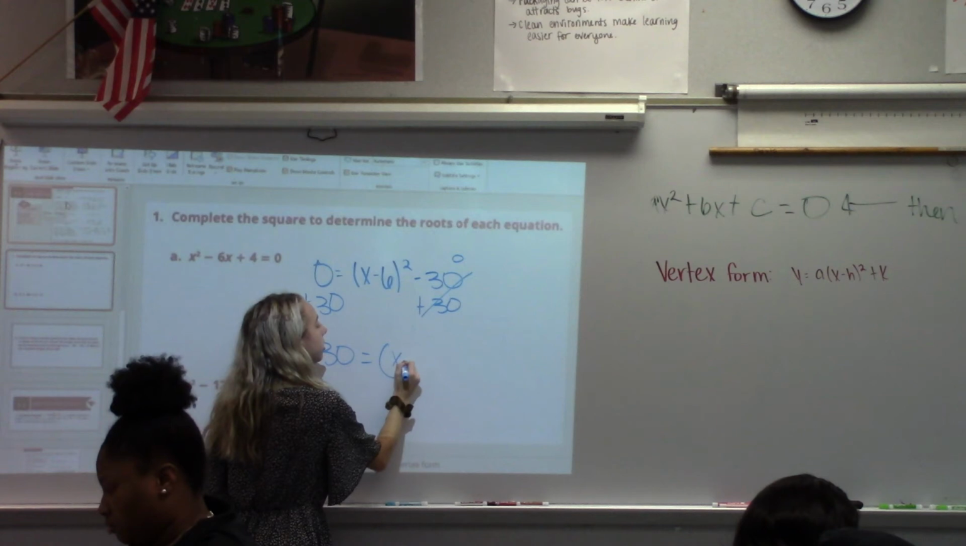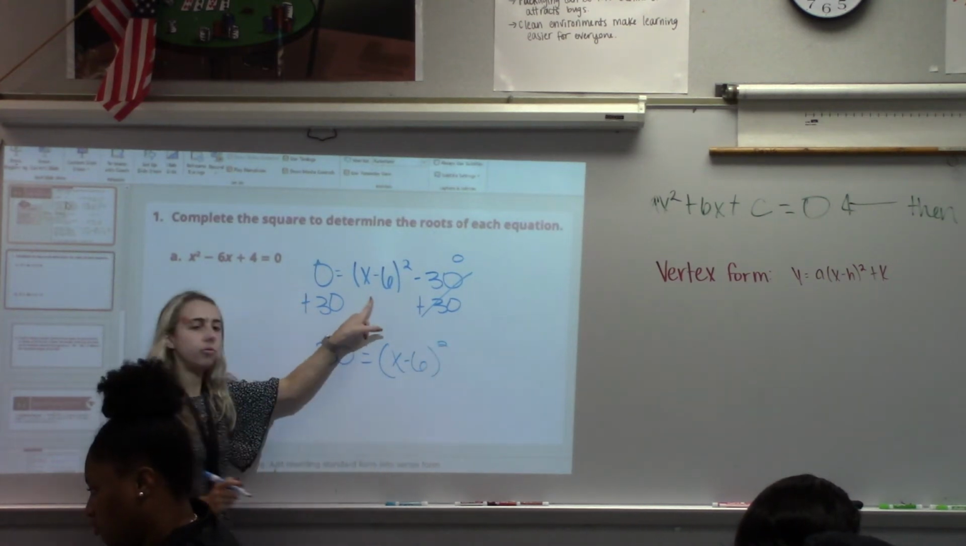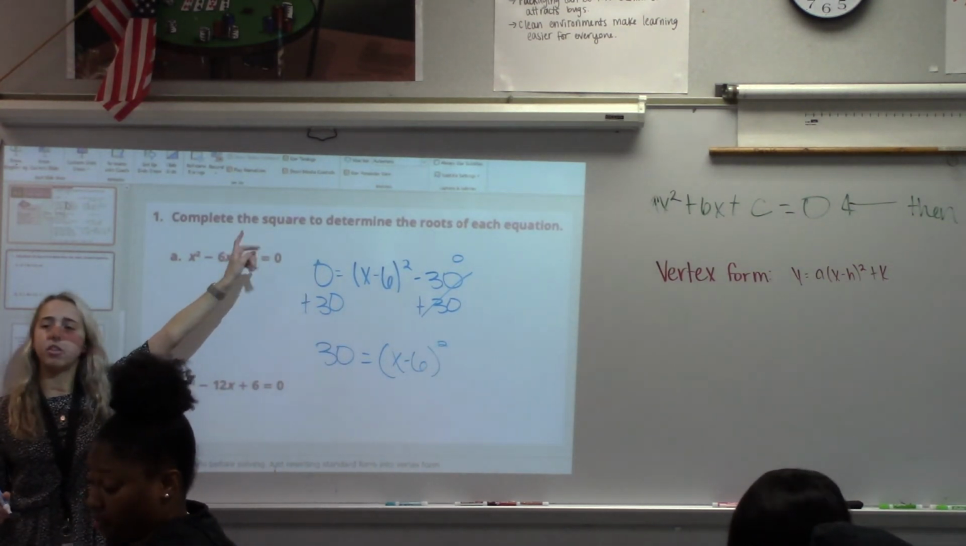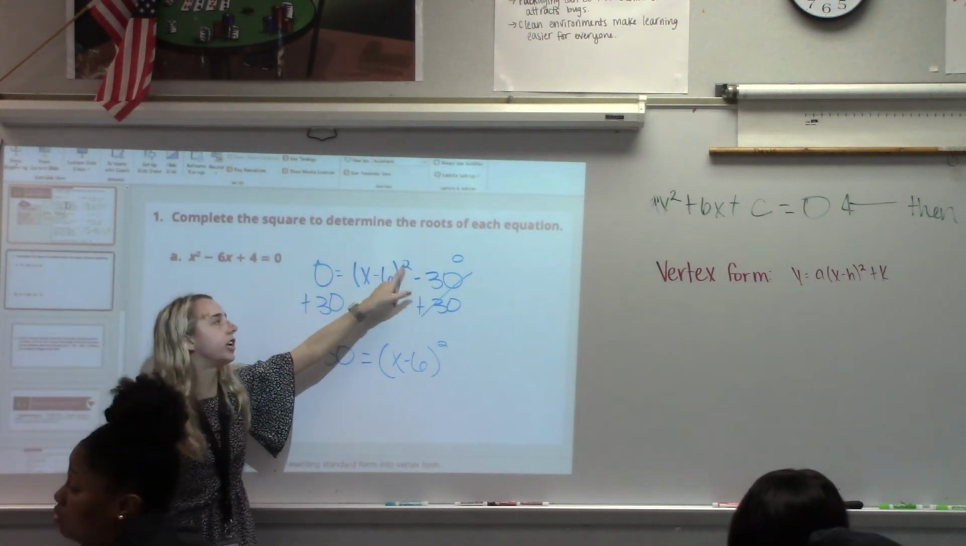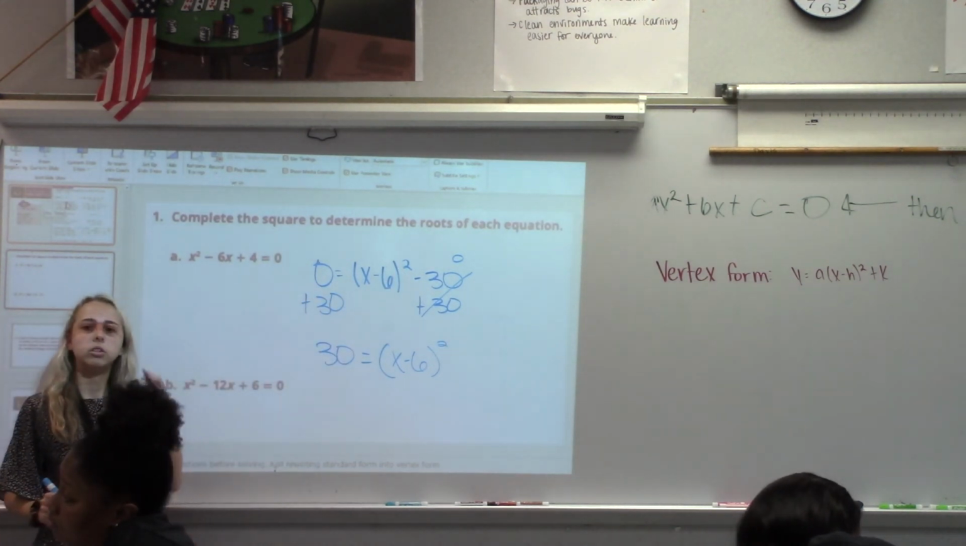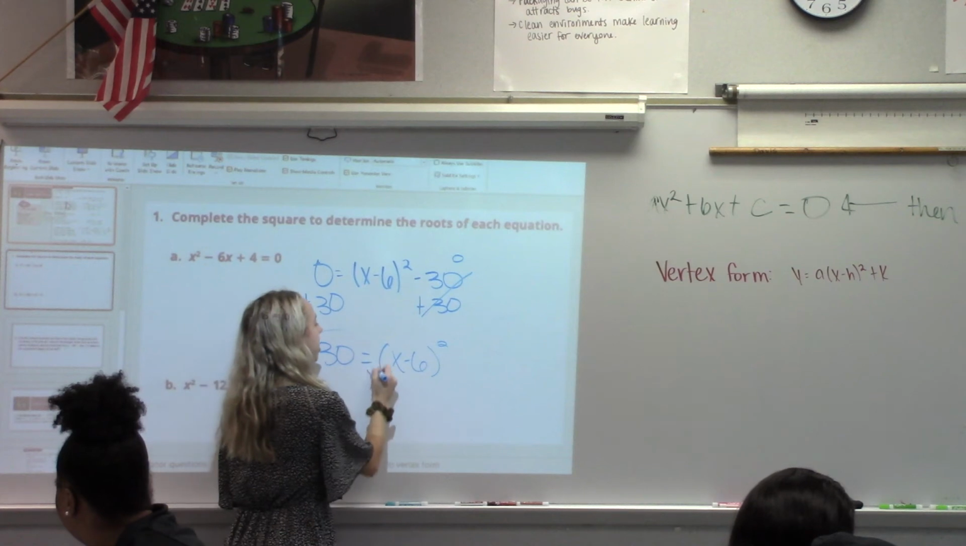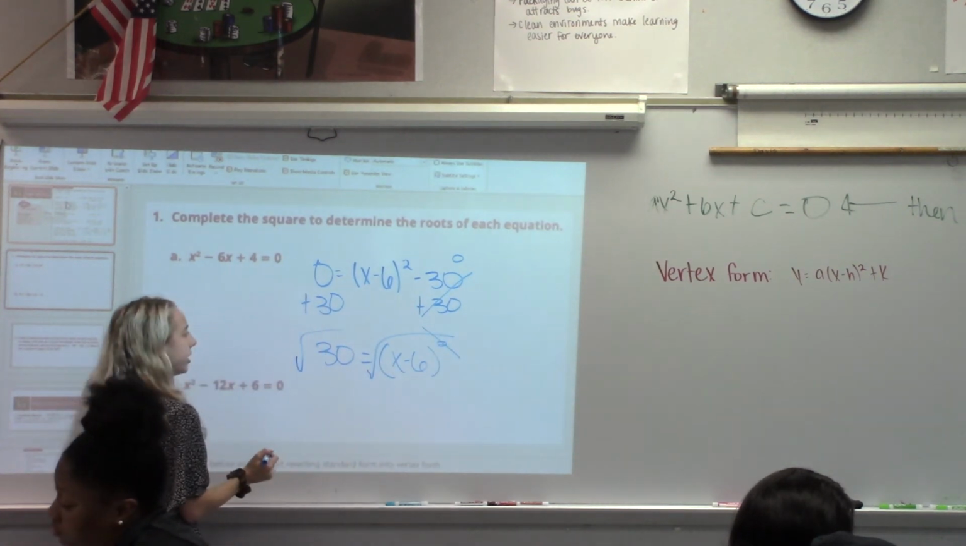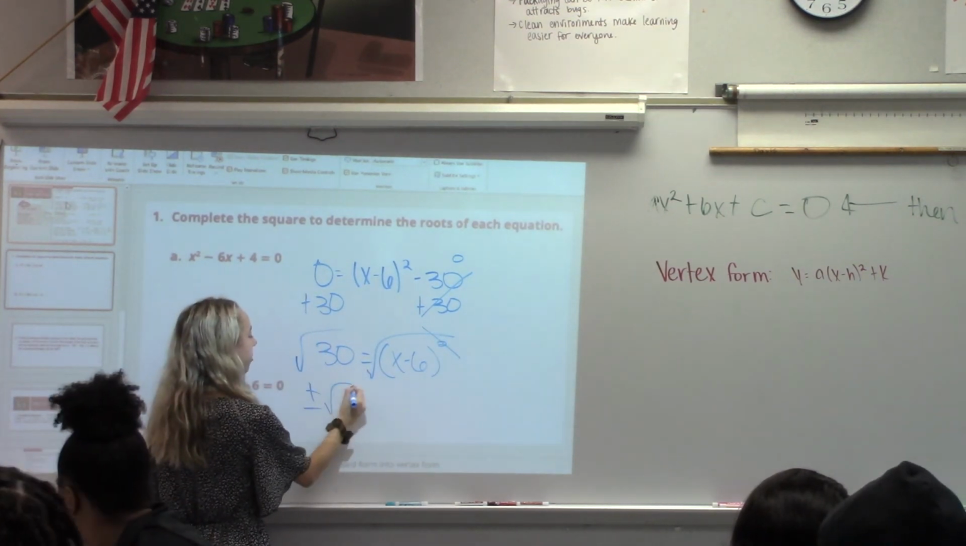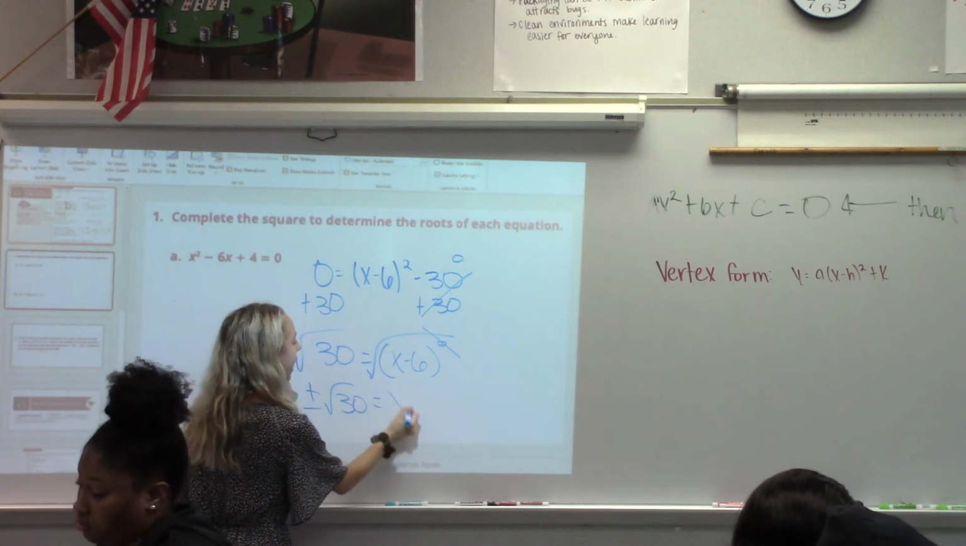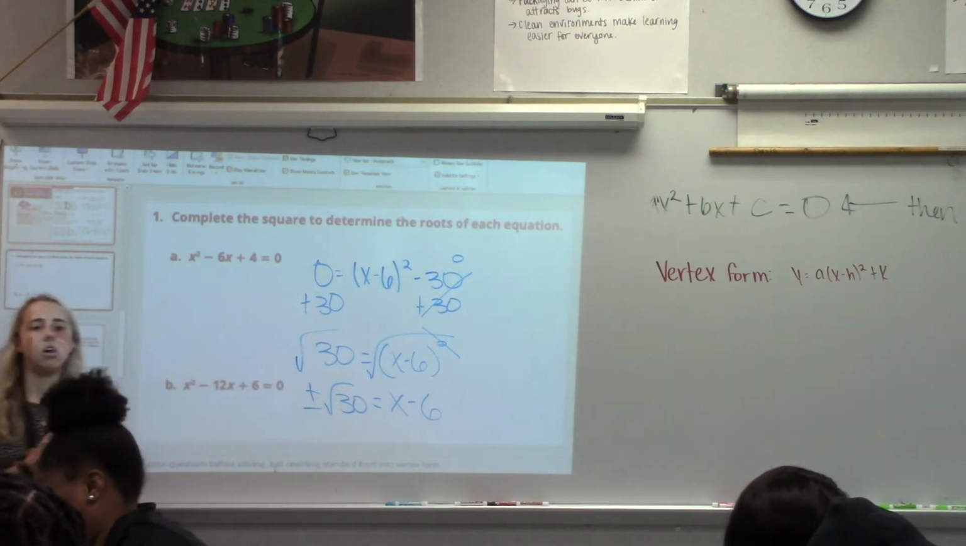Okay, remember, we didn't get rid of that square yet. Bring it down. That's what's going to give us those two solutions, is getting rid of that square. Square root. Okay, we'll take the square root of both sides. So that's going to leave me with plus or minus the square root of 30 equals x minus 6.